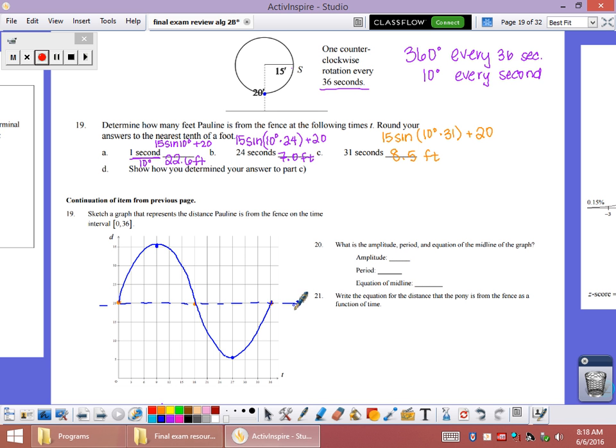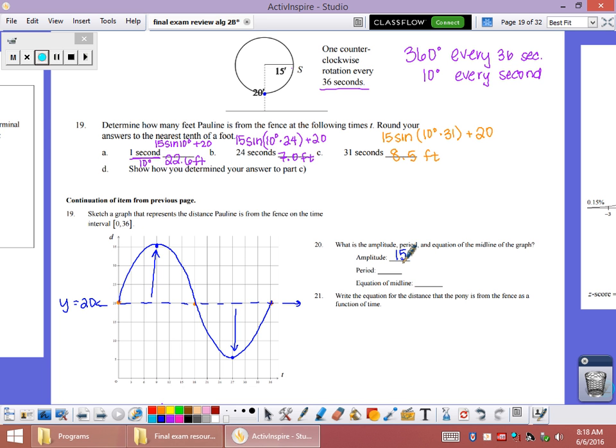If I wanted to draw in the midline, I would draw it in like this. And the equation of that midline is y equals 20. We oscillate further from the fence than that and closer to the fence. Okay, the amplitude is how far above and below that midline do we oscillate? Well, we go from 20 up to 35, and we go from 20 down to 5. So in each of those cases, it's 15 units.